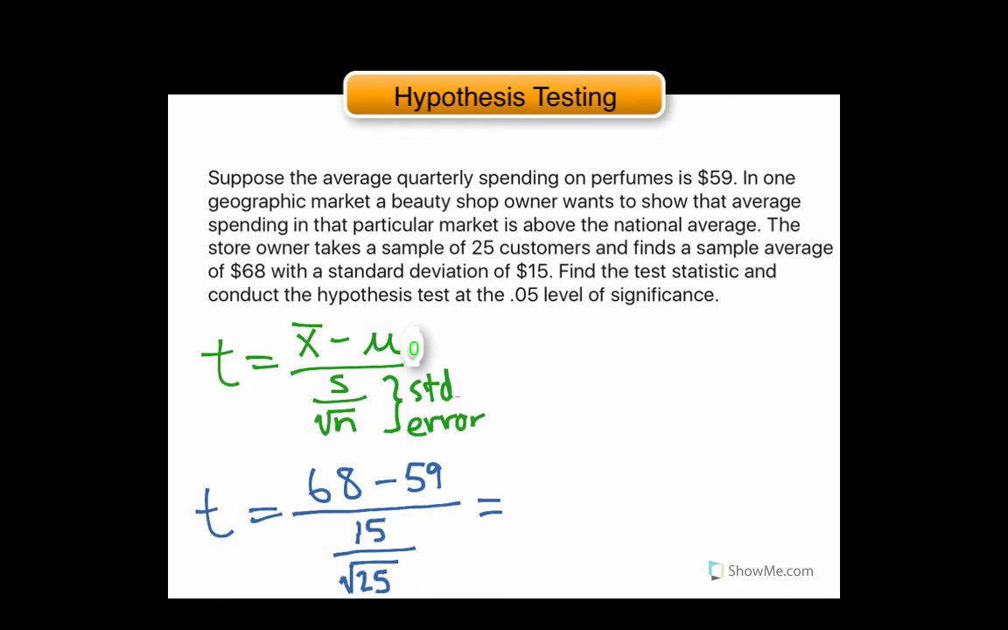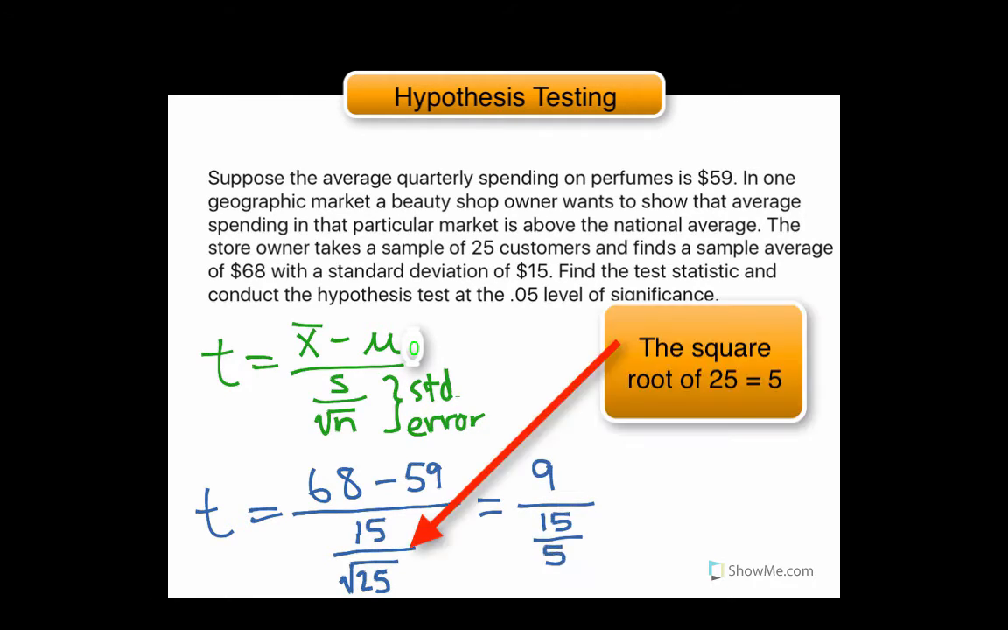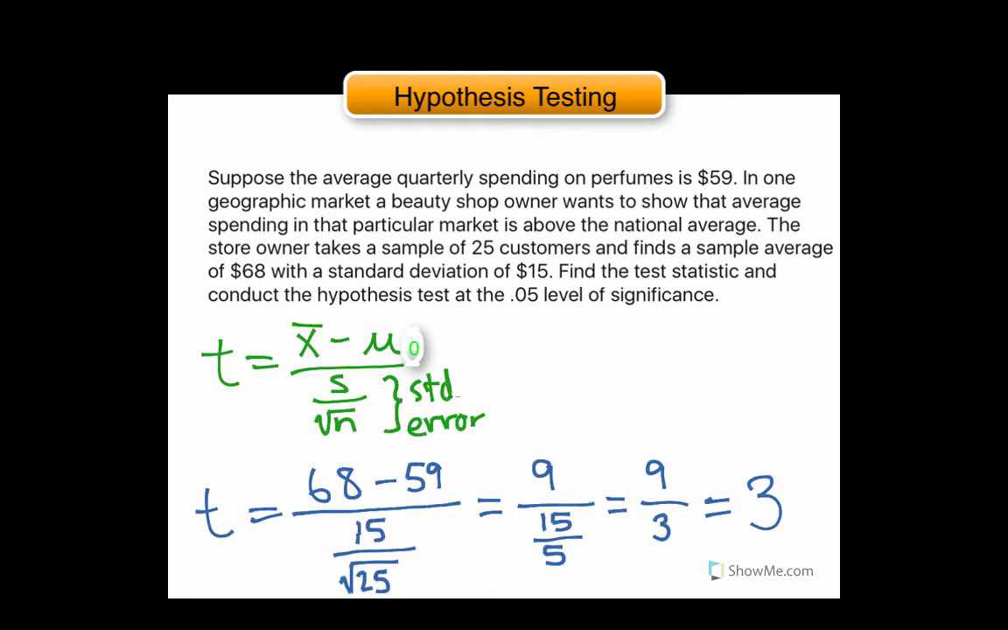So 68 minus 59 gives us 9 on top, and then on bottom we have 15 divided by 5, square root of 25 is 5. That gives us 9 divided by 3, because 15 over 5 is 3, and that gives us a test statistic of 3. So the math worked out very nicely in this one. So we're going to have to come back to this. So remember, test statistic equals 3 for now.